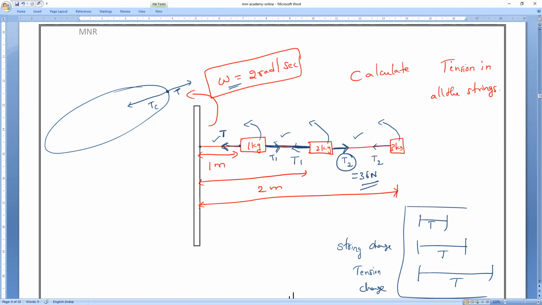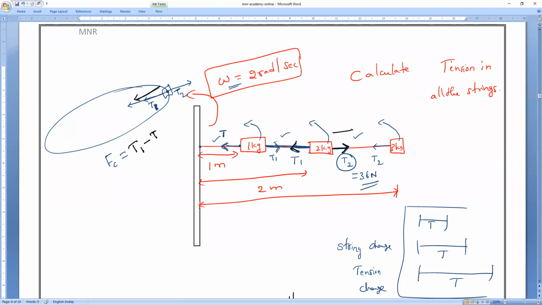Now, can you tell me what is the resultant force acting at this point? Suppose now I'm considering the second body. One force is acting, this is T1, and another force is acting, which is T2. So can you tell me what is the net force? Net force means the force which is acting towards the center. Now the net force which is acting towards the center is equal to what? T1 is going away, and one is coming this side. Both are in opposite directions. So what is the resultant force?